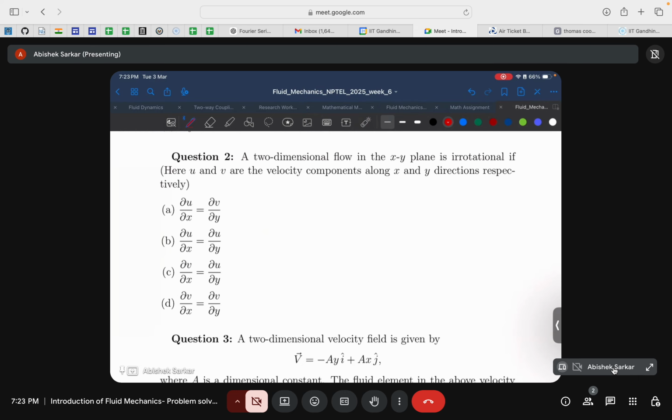Correct? So we will have dou v by dou x should be equal to dou u by dou y. Very, very simple. Whichever it is, option number C is the correct option. Now maybe you can look into question number 3.